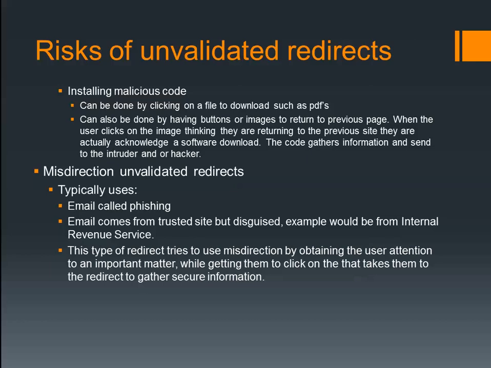Misdirection, invalid redirects, you typically find it in your email. It's called phishing. You can get emails from a trusted but disguised source, an example would be from the Internal Revenue Service. We've probably all seen this one, where you think you've got an email from the Internal Revenue Service. You go down to look at it. They try to get the panic mode going, where you open up an email, you get really excited, you've got a refund that you didn't realize you had, or you've got a bill you didn't realize you had. So they try to get your emotions involved in the email so you're not looking carefully.